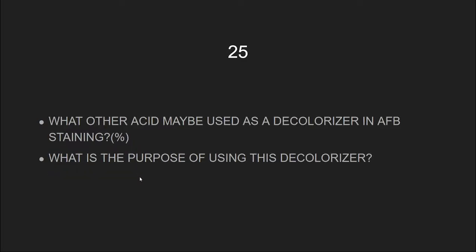What other acid may be used? It's 1% sulfuric acid. The purpose is for demonstrating weakly acid-fast bacilli. So, what are the examples of weakly acid-fast bacilli or organisms? We'll talk about that later. Next slide. Weakly acid-fast bacilli like Nocardia.